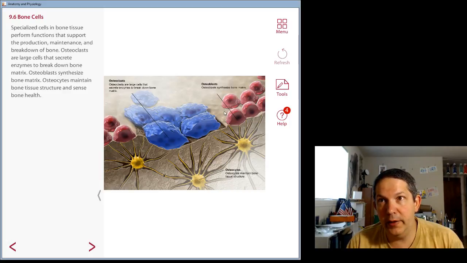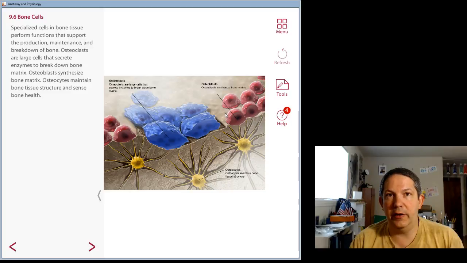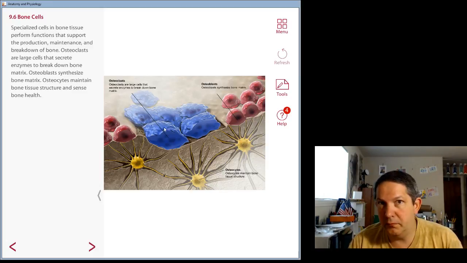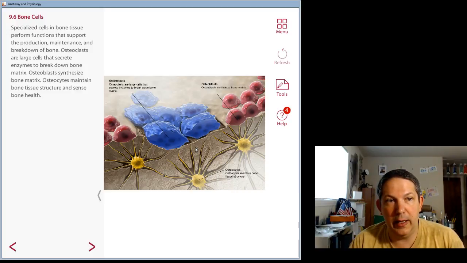If I'm bedridden, or if I go up into space or something like that, where I'm just not putting tension on my bones, the osteoclasts will just be busy and start wearing away my bones, and my bones will get weak pretty quickly. You lose a lot of muscle mass and bone mass by being bedridden. It's kind of a bad deal.